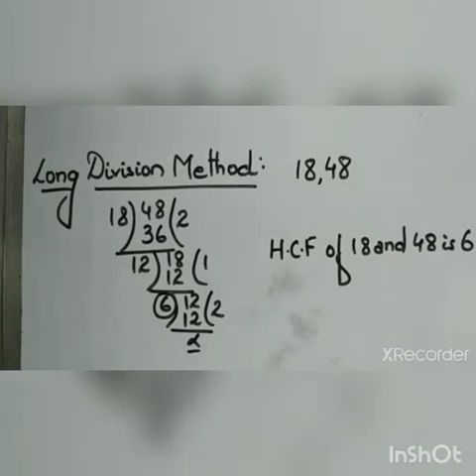So, the rules for finding the HCF by long division method: divide the greater number by the smaller one. Next step is divide the divisor by the remainder. Next, we will continue steps 1 and 2 until the remainder becomes 0.